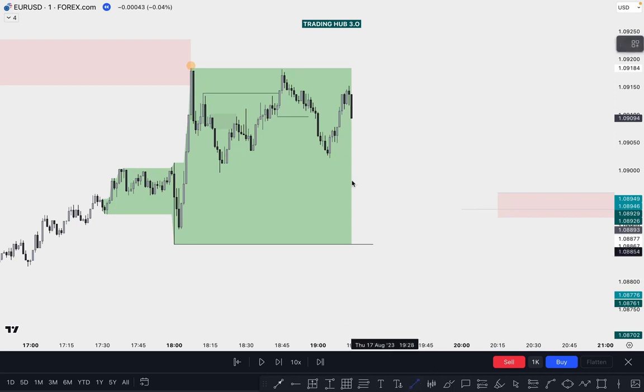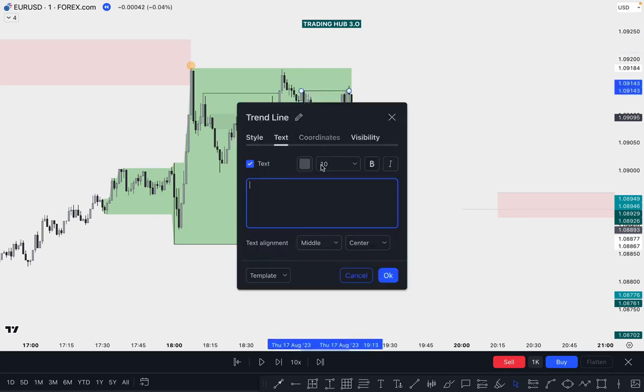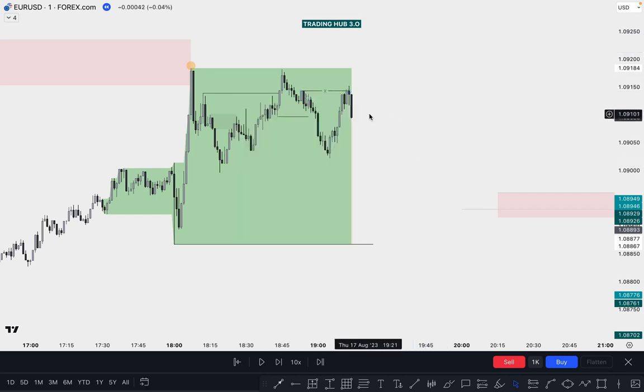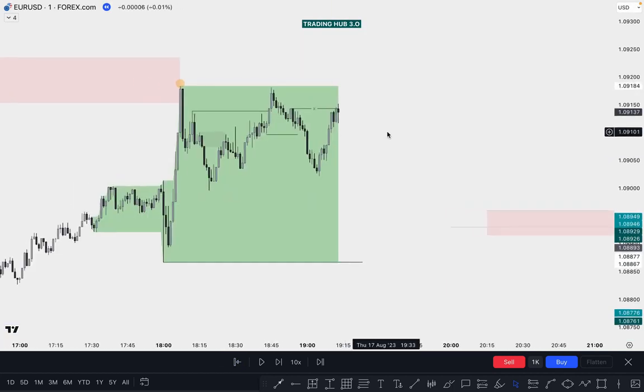Okay, look at this picture here. Break this one, this is a CHoCH, and where is our inducement? This pullback, technically this pullback, right? This inducement is our valid inducement and you can sell here. So how can you sell here? First one is here. If you can see this candle taking out the liquidity, it means we can enter here for an aggressive entry.